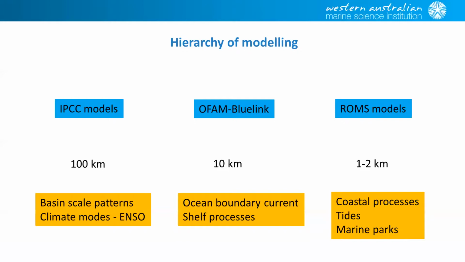For the OFAM model, which some call the Bluelink model, we have a 10-kilometer resolution. We start to resolve the ocean boundary current and some of the shelf processes, like the Capes current and some of the coastal upwelling, for example. If we move down to a regional model, like the ROMS that Matt talked about, we have 1 to 2 kilometer resolution. So we start to resolve some of the coastal processes. We can have the tides signal, and it is probably more relevant to marine park management. We know that people manage marine parks at that kind of spatial scale.